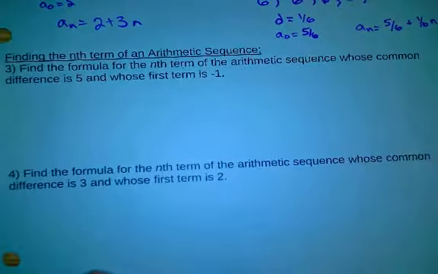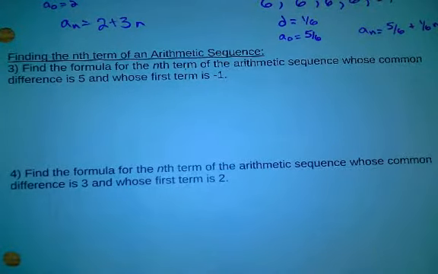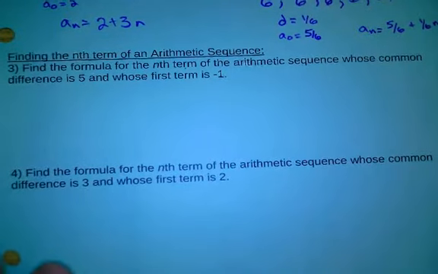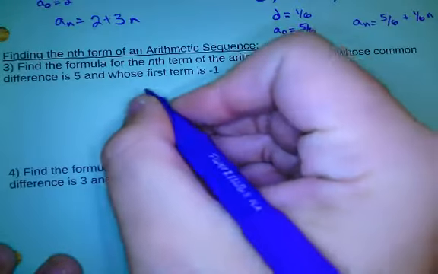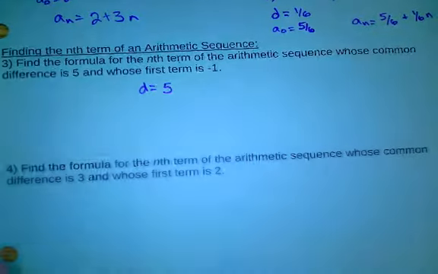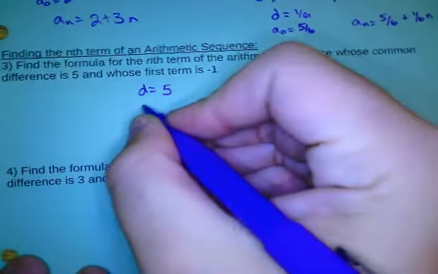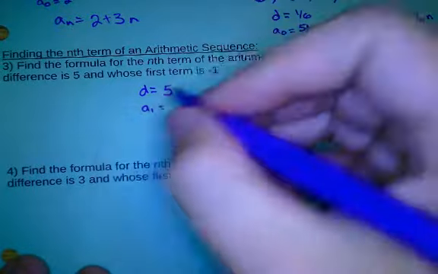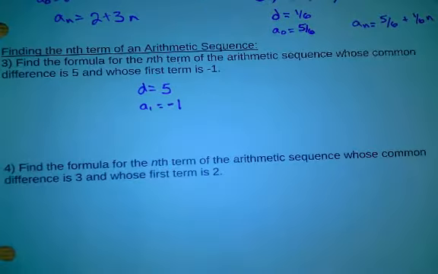Alright. Let's find the nth term. So, find the formula for the nth term whose common difference is 5 and first term is -1. So I know some values. So, what's the common difference, which is d? 5. And it says the first term is -1. Okay. Oh, this is kind of nice because they gave us the first term.